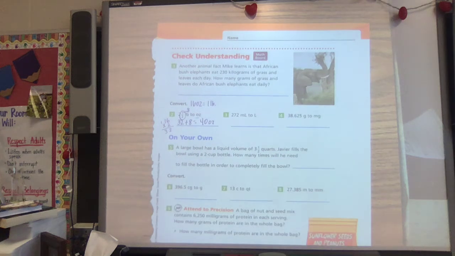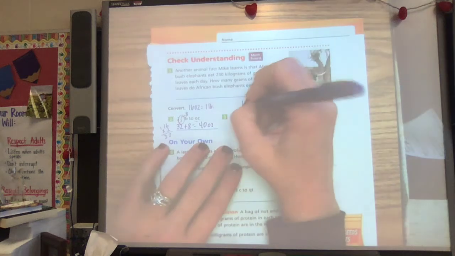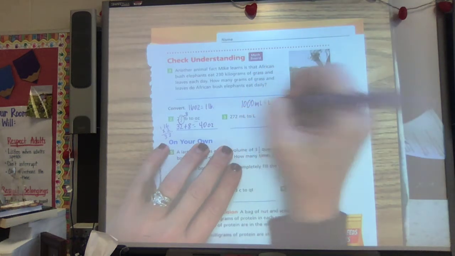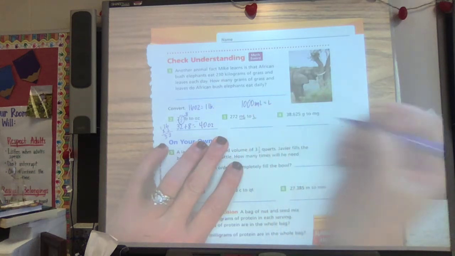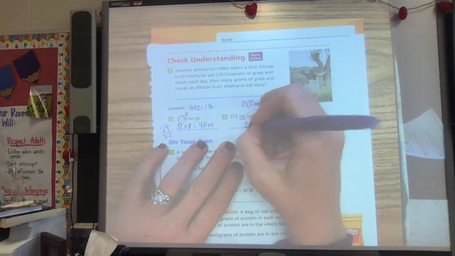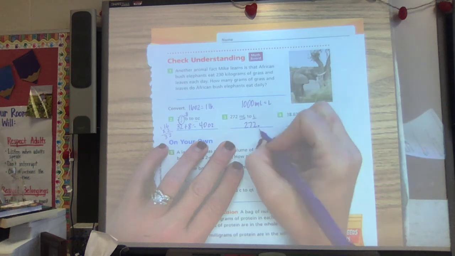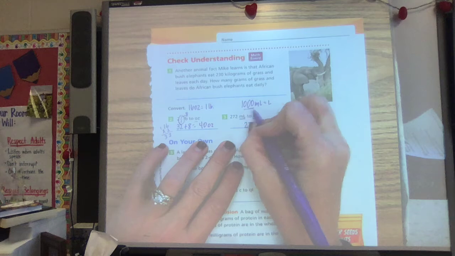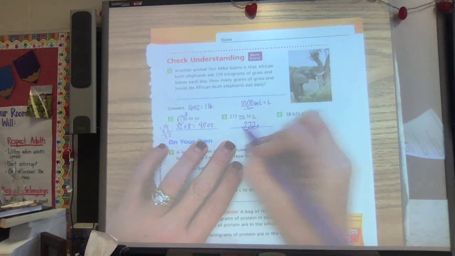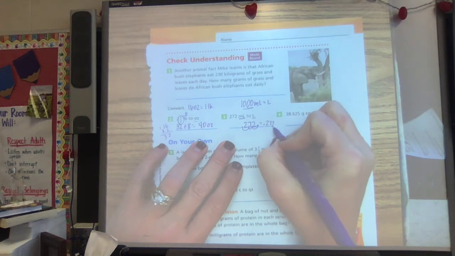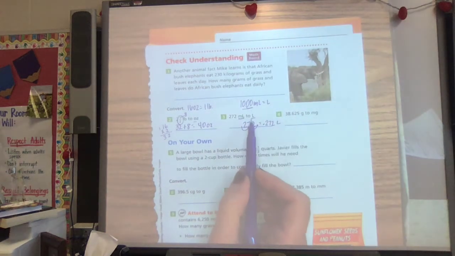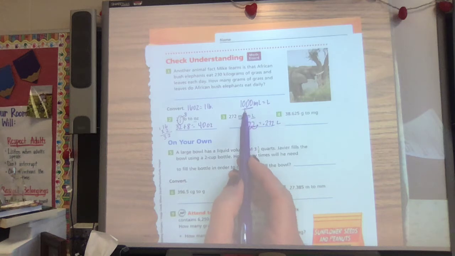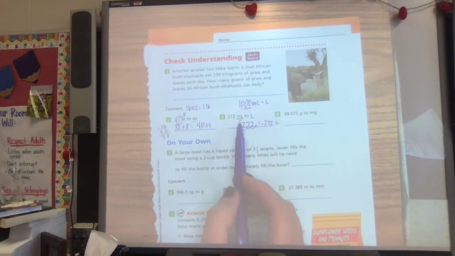All right, let's change this milliliters to liters. If we know that there are 1,000 milliliters in a liter, and we're changing from smaller, milliliters are smaller, to bigger, then we're going to divide. We're going to divide by 1,000, 10, 100, 1,000. So my answer is going to be 272 thousandths liters. I know that it's going to be smaller than 1 because there's 1,000 in 1 liter. I don't have anywhere near 1,000.